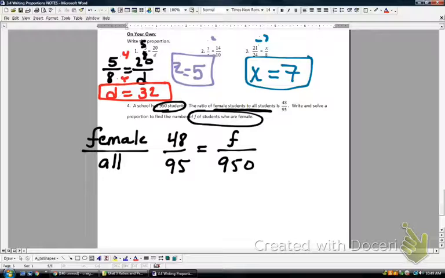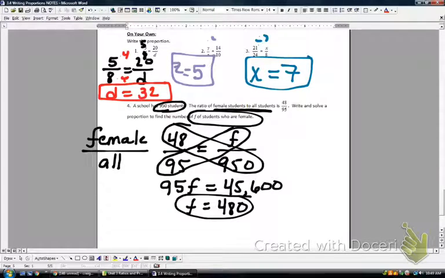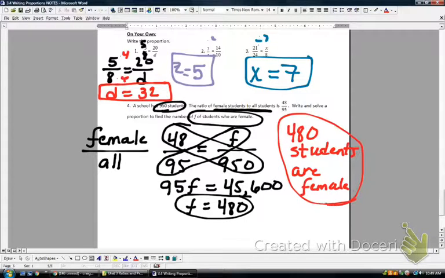I'm going to cross the equal sign and multiply. So I have 95F. I'm going to cross the equal sign and multiply. 48 times 950 is 45,600. Divide both sides by 95, and I get 480. So there, the 480 students out of the 950 total are female. And we'll write it out for Miss Bernowski and Miss Bonders.